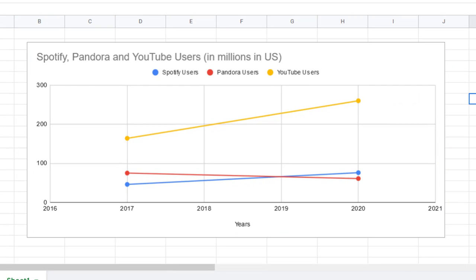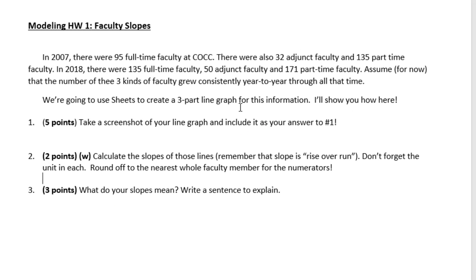So now you'll do the same thing in your homework, except you're not going to use Spotify, Pandora, and YouTube users. You're going to use faculty at COCC from 2007 through 2018. All right? Have some fun.